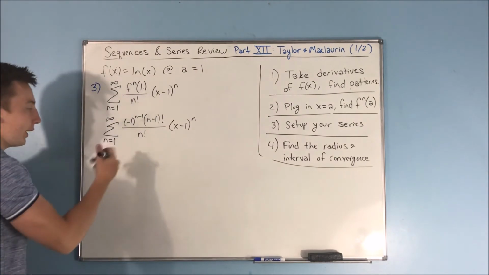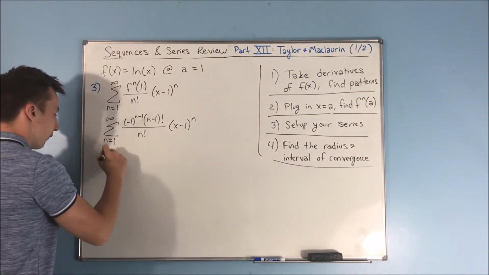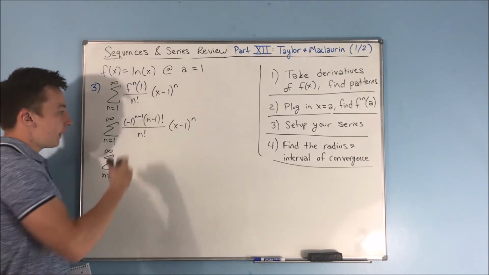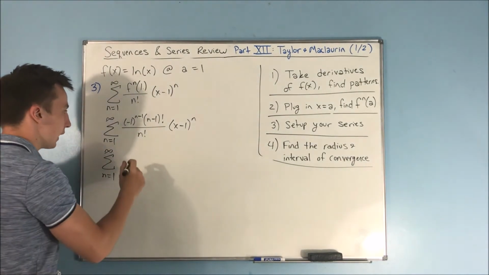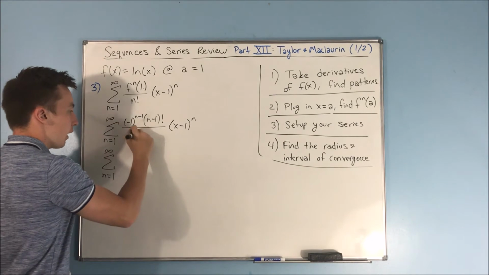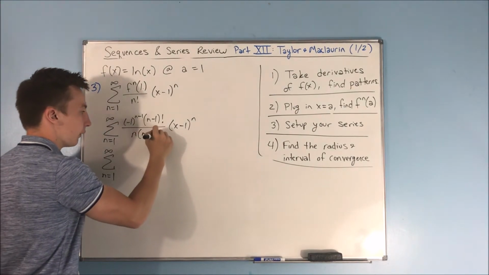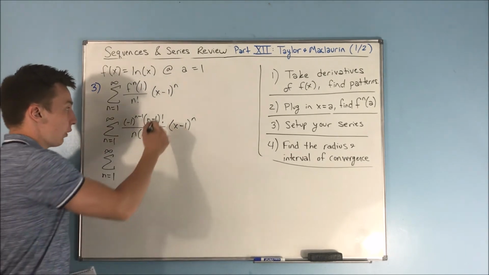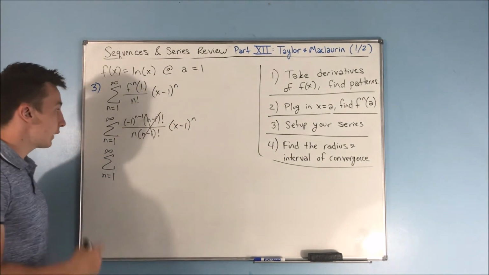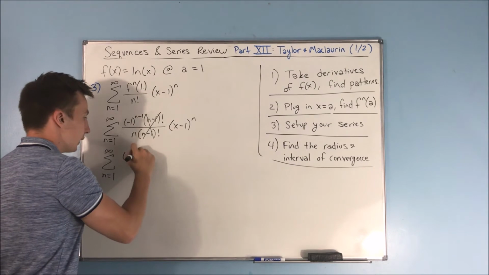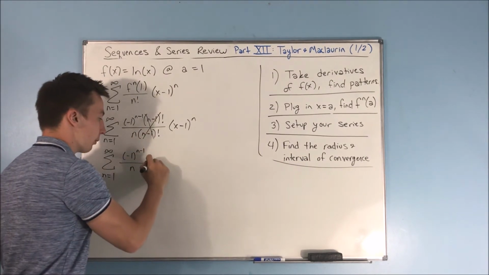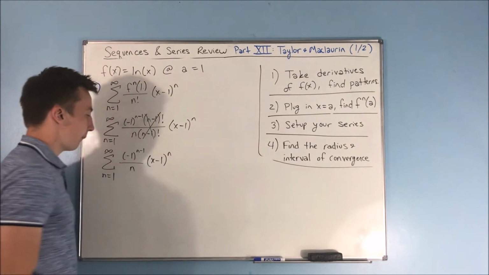All right, and now we can simplify this a little bit more. First, we know that n factorial is the same thing as saying n times (n minus 1) factorial. So that means we can cross out these (n minus 1) factorials, and we're left with (negative 1) to the n minus 1, that will be over n, and then this will be multiplied by (x minus 1) to the nth power.